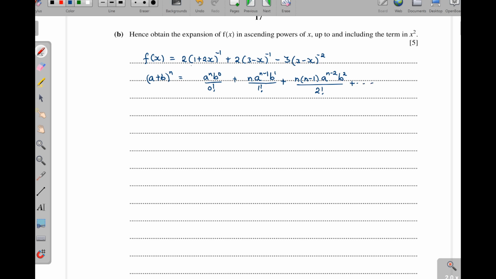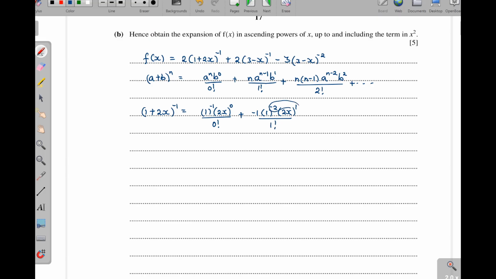Now we have this one here. It is 1 plus 2x, then to the power of negative 1. So we shall have a 1 here, power negative 1, then 2x here to the power of 0, then out of 0 factorial, plus we drop the power. So we shall have negative 1, then 1 here will be negative 1 minus 1, that will be negative 2. Then 2x now to the power of 1, then out of 1 factorial.